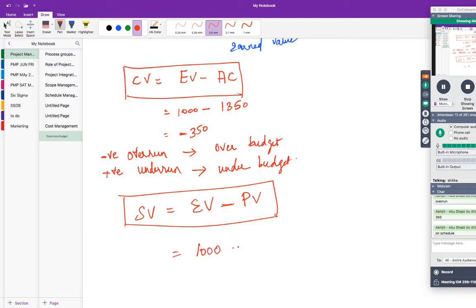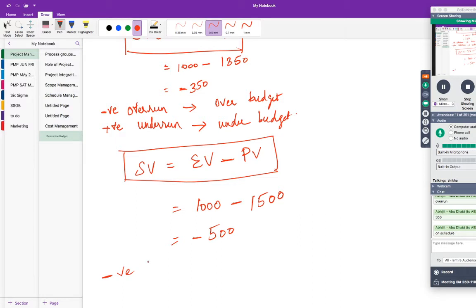1000 minus what is your planned value on the third day? What is the planned value on the third day? 1500. Correct. This is the cumulative planned value on the third day, right? So you should take the cumulative planned value on the third day, which is 1500. So it is minus 500.